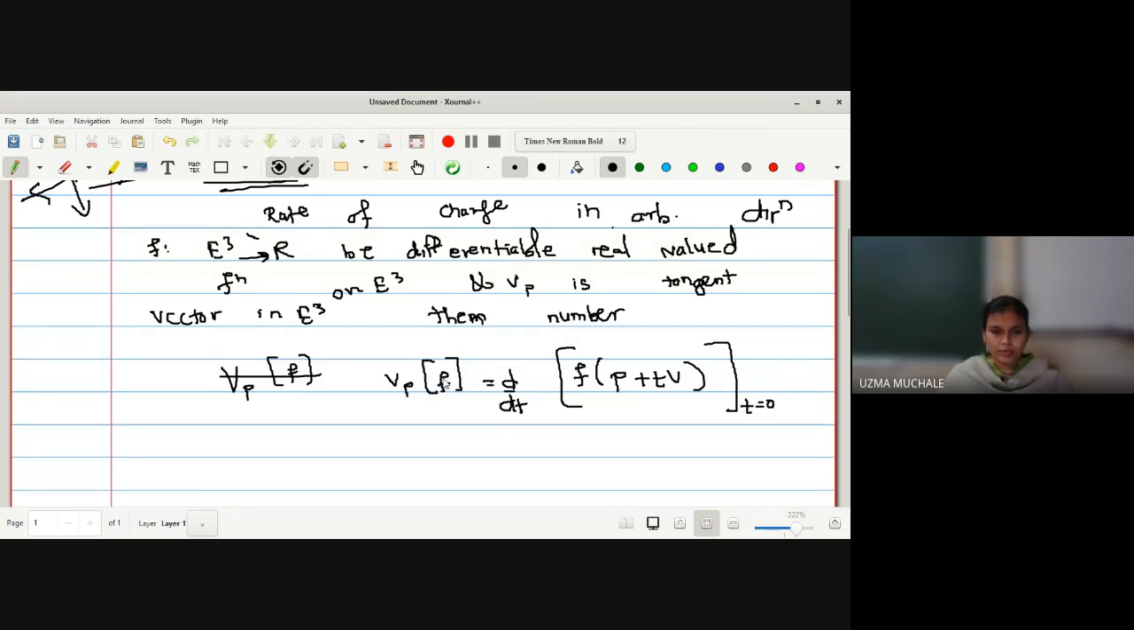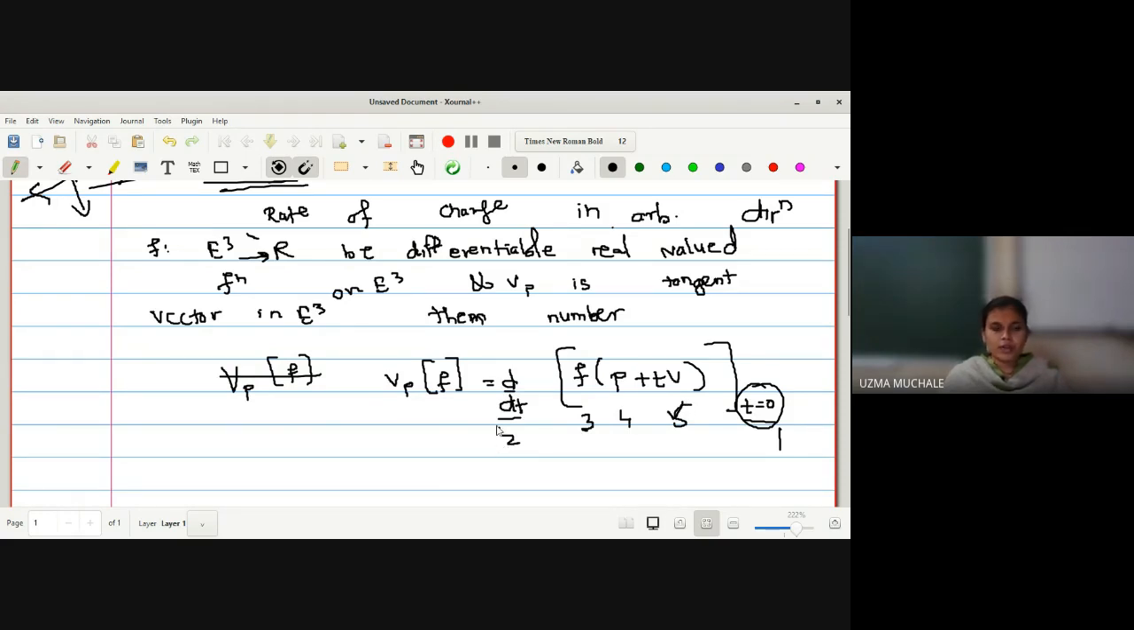Directional derivative of a function f at a point p in the direction of v, which is given by the initial rate of change of a function f at a point p in the direction of a vector v. Okay, so how to define this? Vp[f] is a directional derivative of a function f at a point p in the direction of v. Rather, we call it the initial rate of change of a function f at a point p in the direction of a tangent vector v.